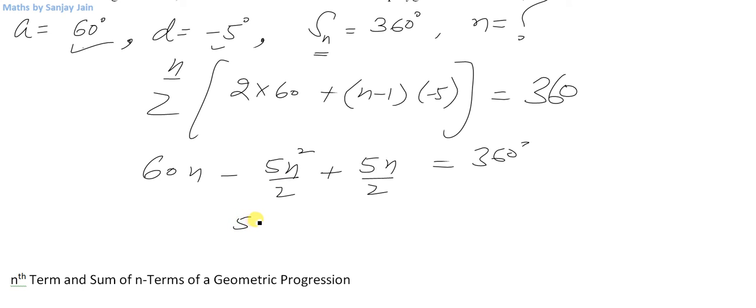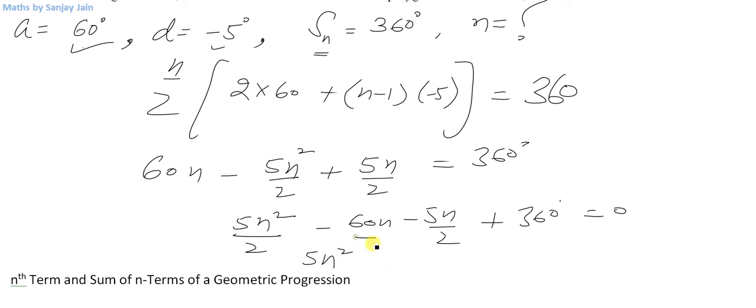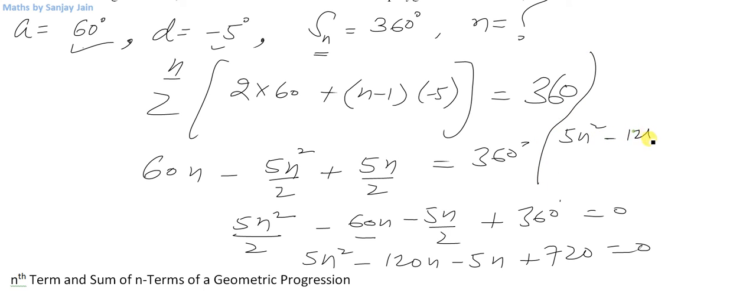So it can be written in standard form like this: 5n squared by 2 minus 60n minus 5n by 2 plus 360 equals 0. Okay, this is the quadratic that will be formed. So 5n squared minus 120n minus 5n plus 720 equals 0. So the quadratic that I have is 5n squared minus 125n plus 720 equals 0.